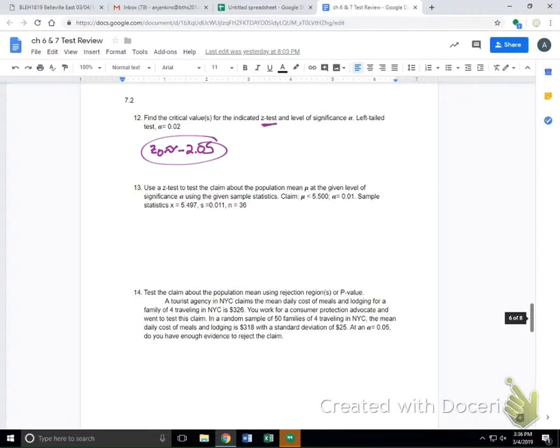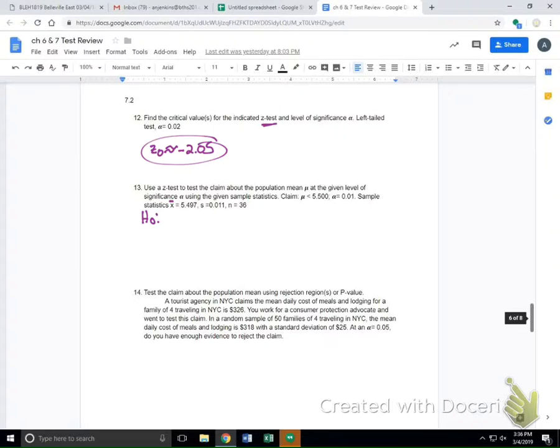So number 13, use a z-test to test the claim about the population mean at a given level of significance alpha using given sample statistics. The claim is that mu is less than 5.5 and alpha is 0.01. The sample statistics include an x bar. So let's start with the beginning of this, writing our null and alternative hypothesis.